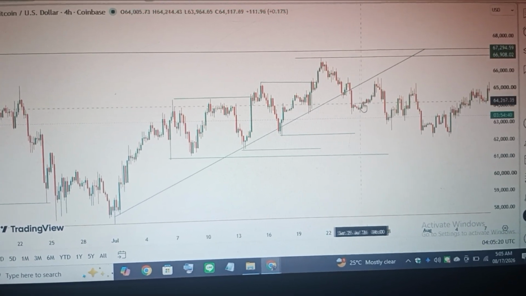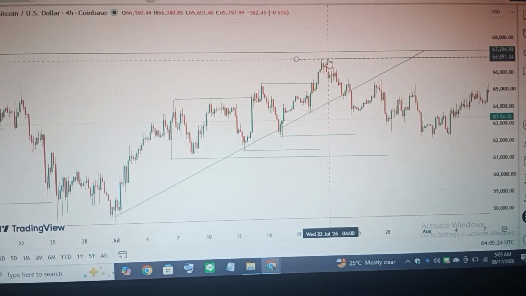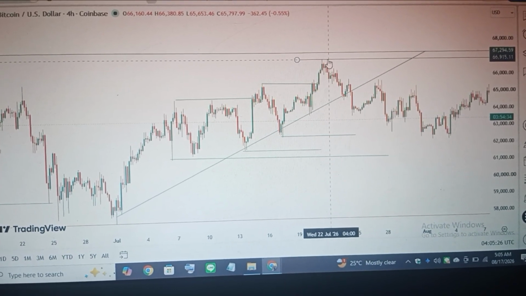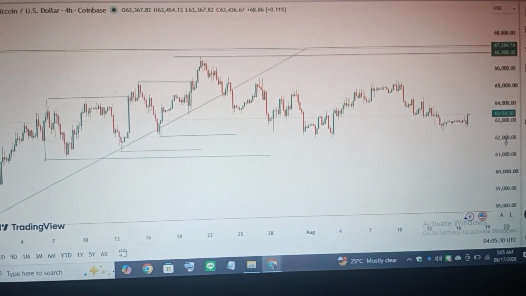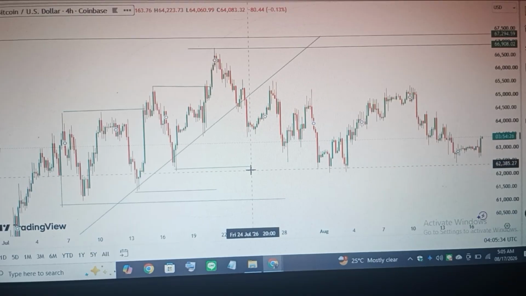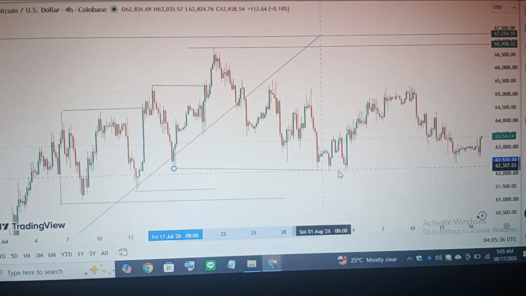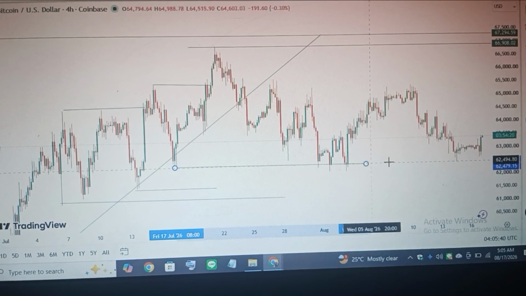Before we had this push again, which failed to cause a break of structure. So this was the highest point that price got to. This was the top. So once we get to this top, what we expect, what you can see here is what we expect now. We don't really have a significant shift in market structure yet.